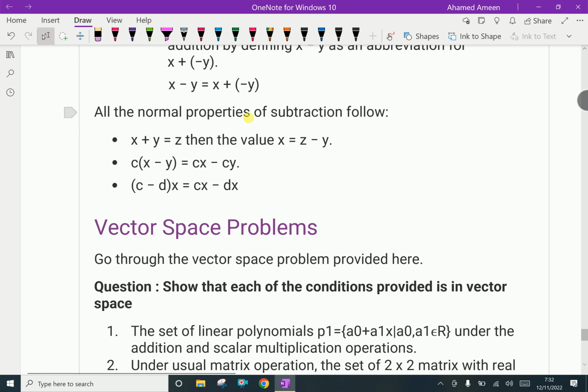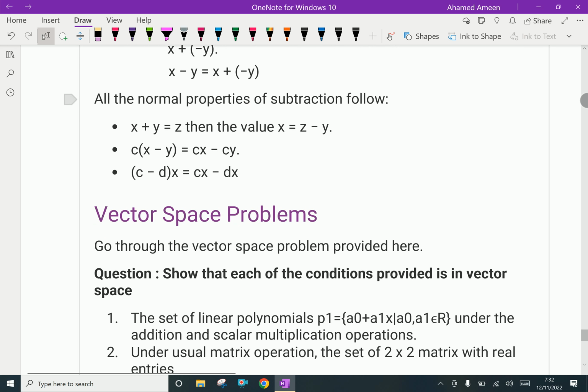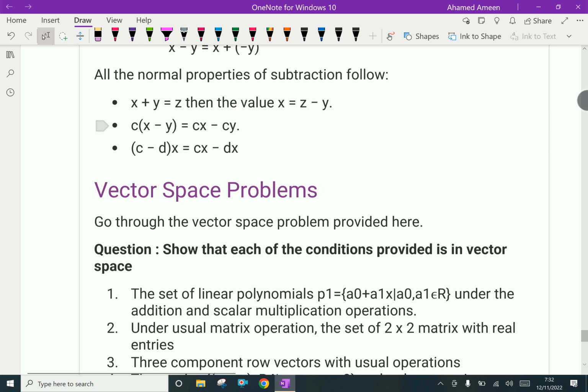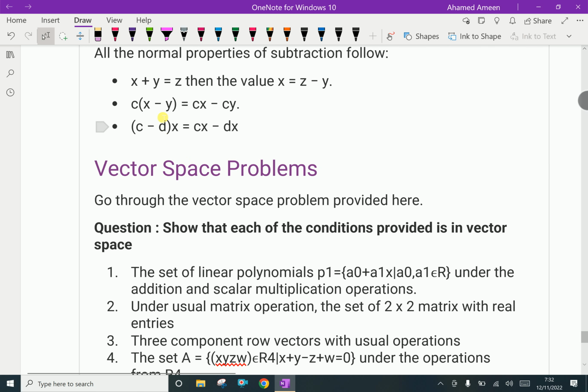All the normal properties of subtraction follow. Similarly, if x plus y equals z, then we can say x equals z minus y. It's the normal algebraic way also. C into (x minus y) is, c is distributed, cx minus cy.